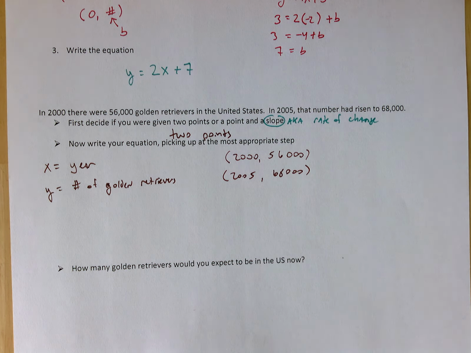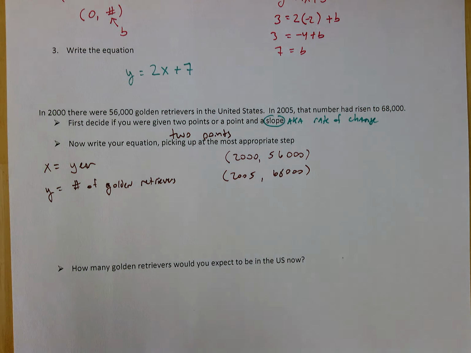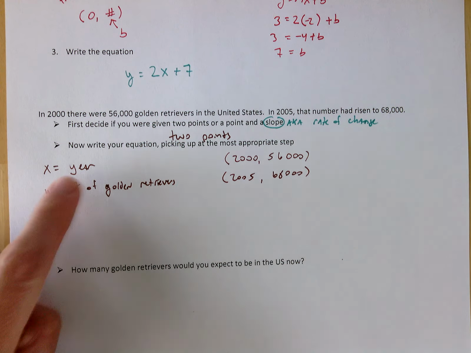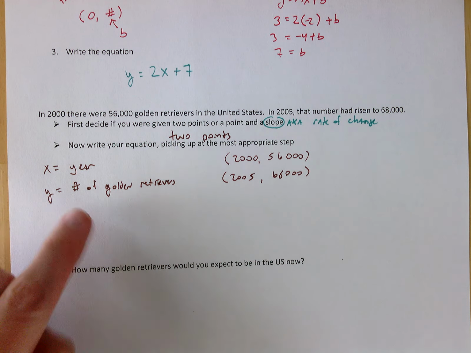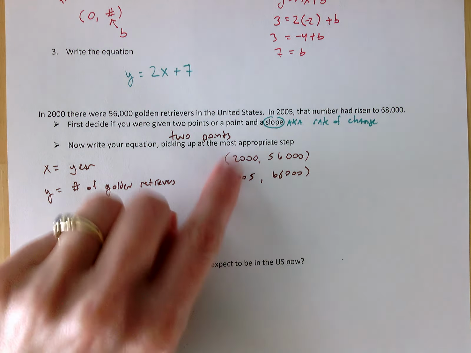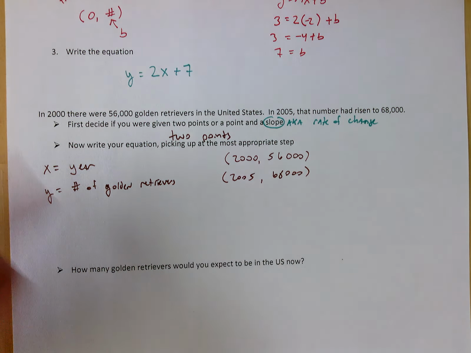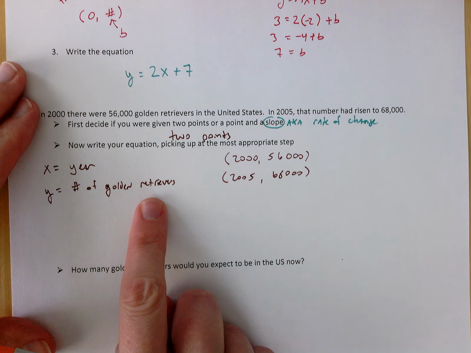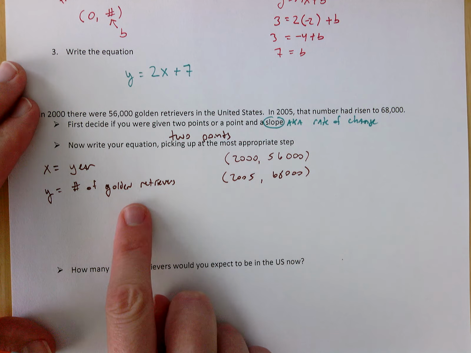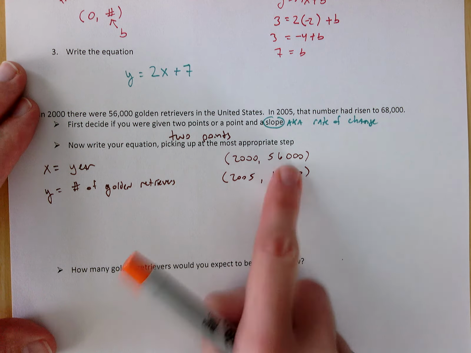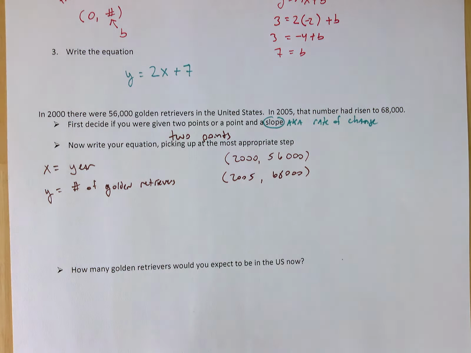All right, now for this particular problem, I'm using the numbers all out. We're going to see some problems in this unit where instead of using X to just represent the year, we might say something like X is the number of years after 2000. So we would change the numbers that we used here. Another option is that instead of just saying the number of golden retrievers, we could have said the number of golden retrievers in thousands and then just made this 56 and 68 and used it from there. It really doesn't make a huge difference, but we'll do it all different ways during the course of this unit.